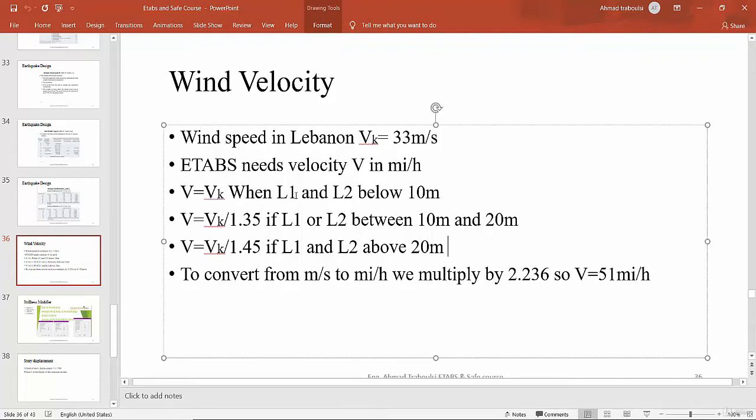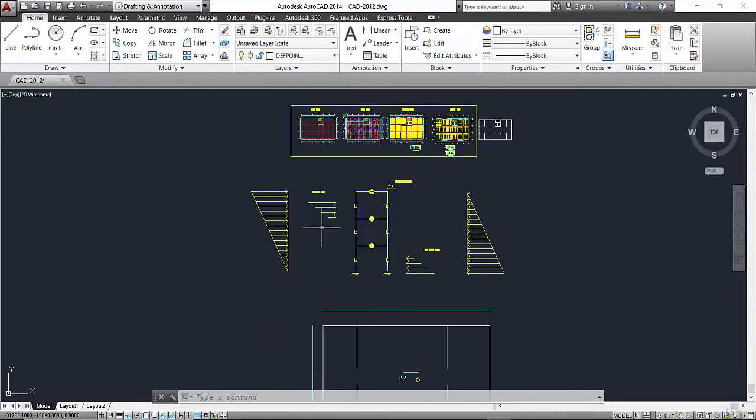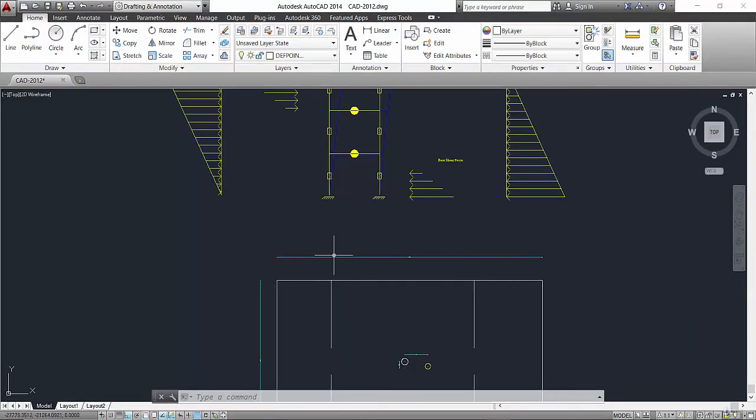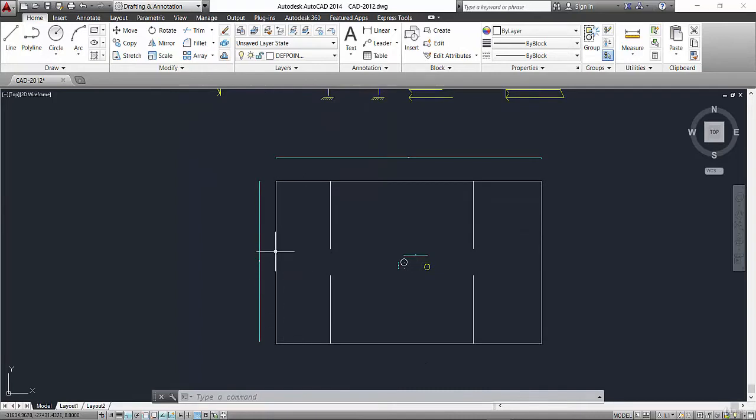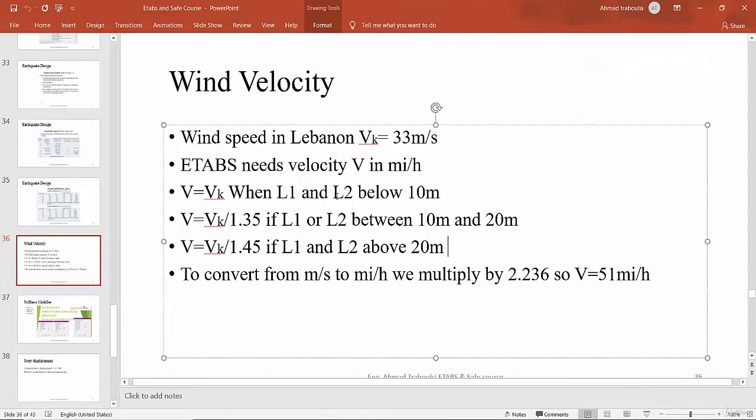When L1 and L2 are below 10 meter, where L1 represents the length of the plane in the x direction, and L2 represents the length of the plane in the y direction, V equal Vk. If L1 or L2 is between 10 meter and 20 meter, V equal Vk over 1.35. If L1 and L2 are above 20 meter, V equal Vk over 1.45.